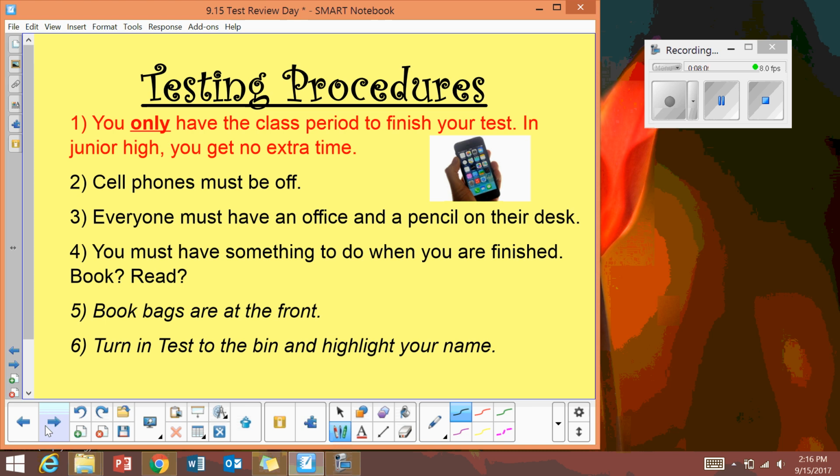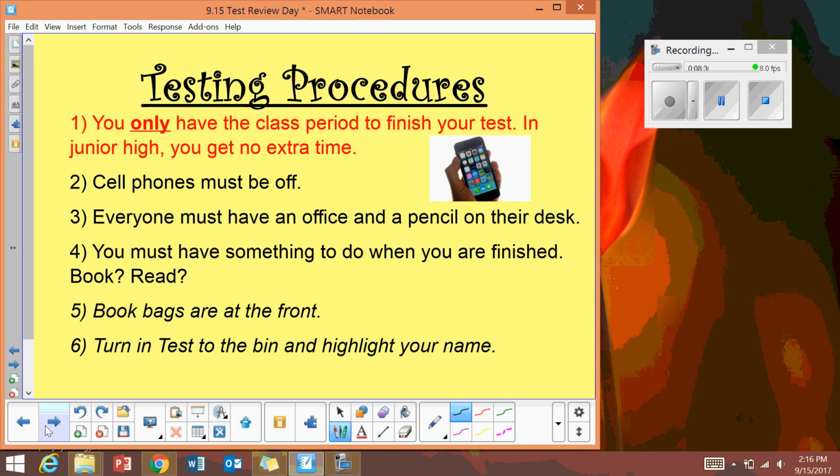Now, things you need to have: a book to read. However, my class in general, we have number 5 and number 6 on testing procedures. That's for Miss Perrine's class. I don't know how Miss Dabney or Mrs. Smith or Mrs. Lutz or Mrs. Clark do it.